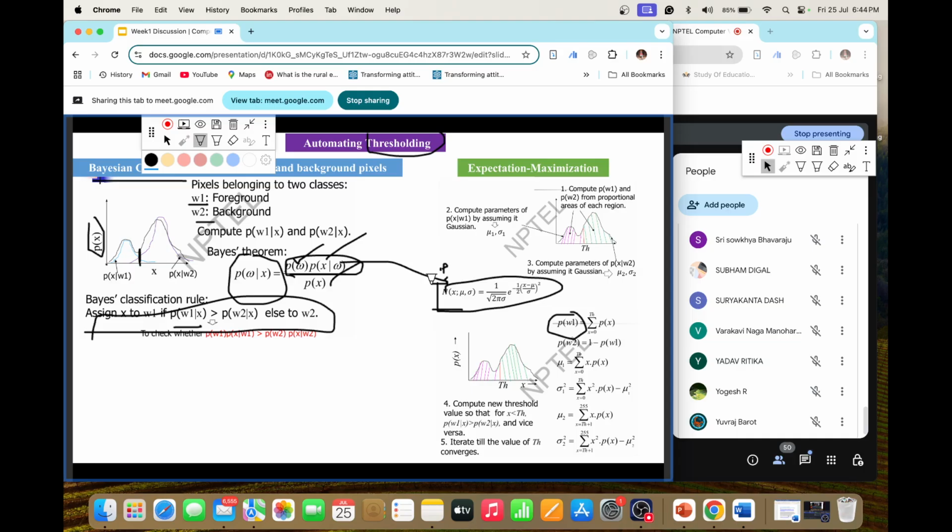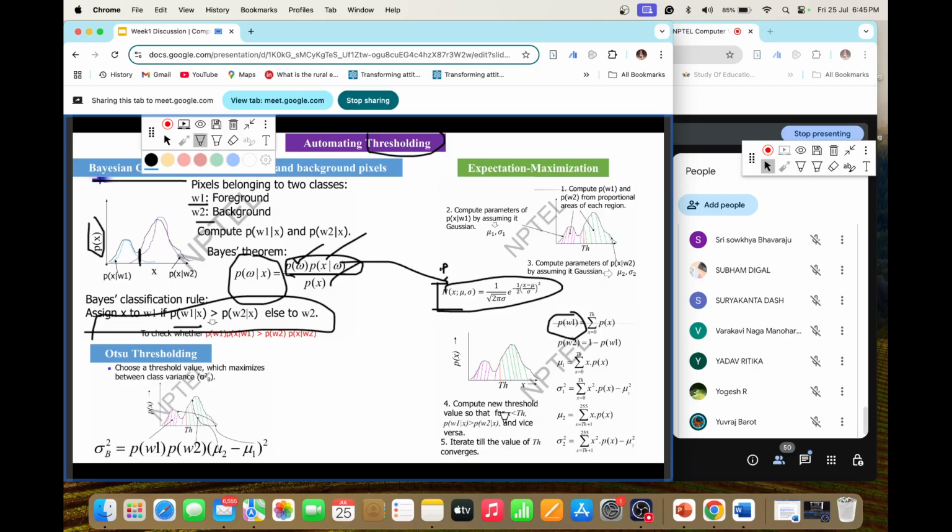So now how can you compute the new threshold value? For X lesser than the threshold value, if the condition PW1 greater than PW2X is satisfied, then fine; otherwise you have to change the threshold, and you have to keep on iterating. This is the expectation maximization algorithm. By this you can automate the threshold.